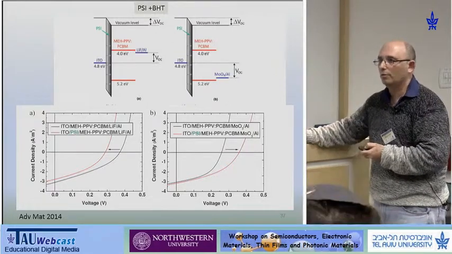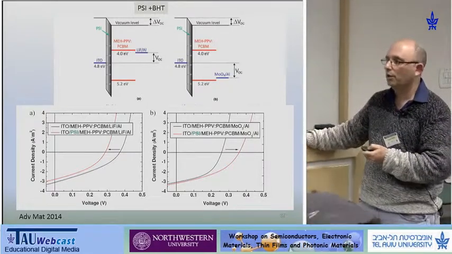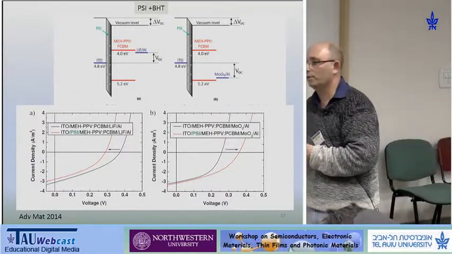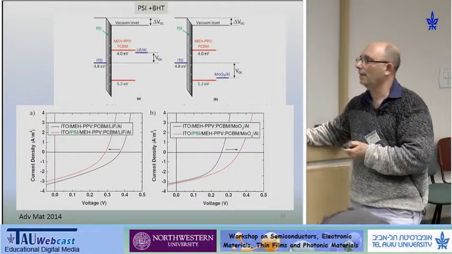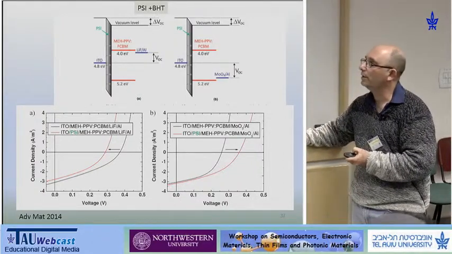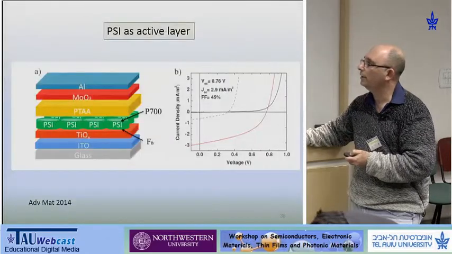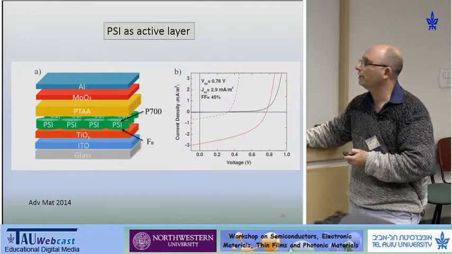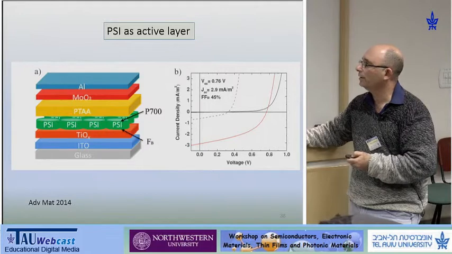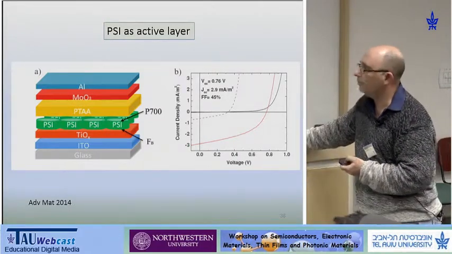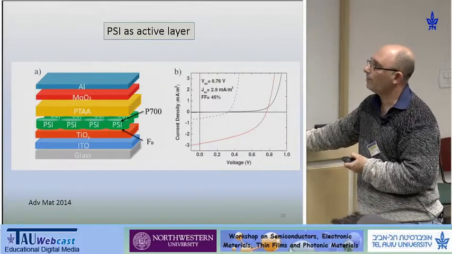So when we know the photo-induced dipole, we can determine the orientation, and we can make a solar cell in which the photosystem 1 is the only active component. So this is what we did. This is a real biosolar cell in which you can see the dark and the light, and we really extracted power out of this.